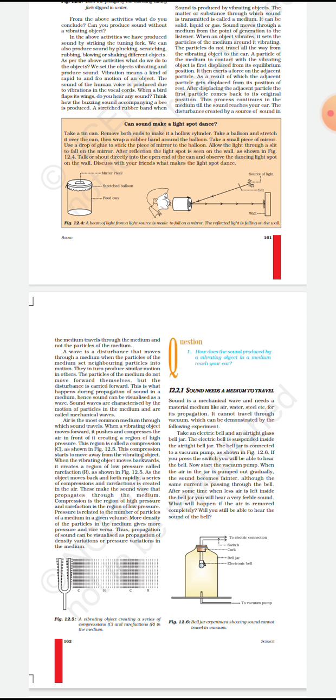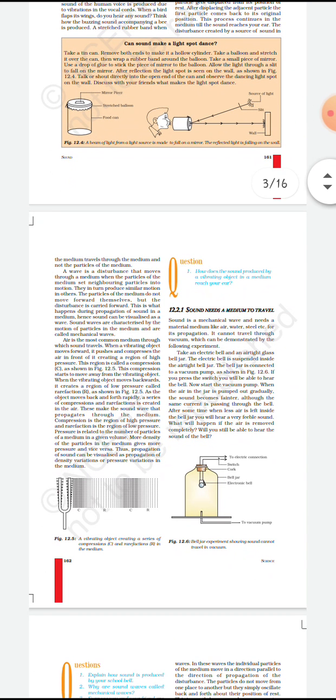When the vibrating object moves forward, it pushes and compresses the air in front, and this region is called compression, C. When the vibrating object moves backward, it creates a region of low pressure, and this low pressure region is called rarefaction.